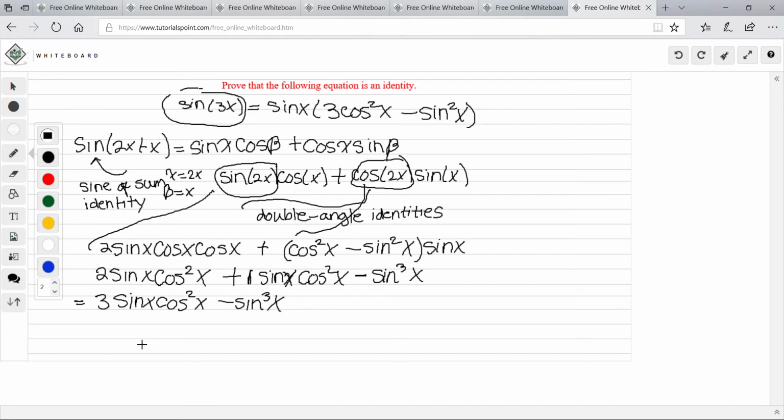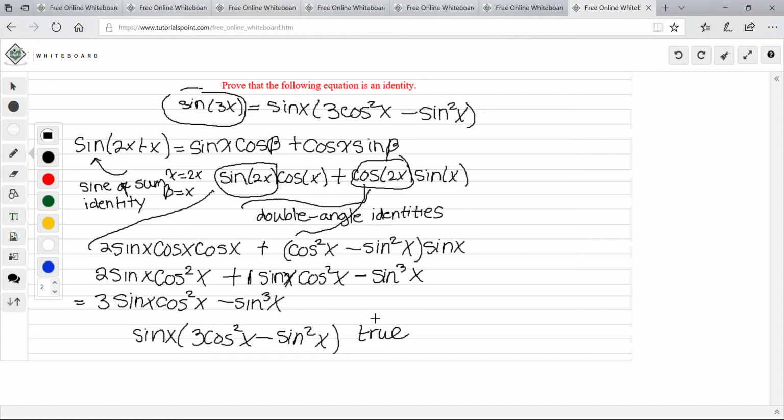And then finally, we could actually factor out a sine x. So our final answer should look something like this. Sine x times 3 cosine square x minus sine square x. Hey, this now looks like the right side, so that's how we know it's an identity, so it's true, because the left side equals the right side.